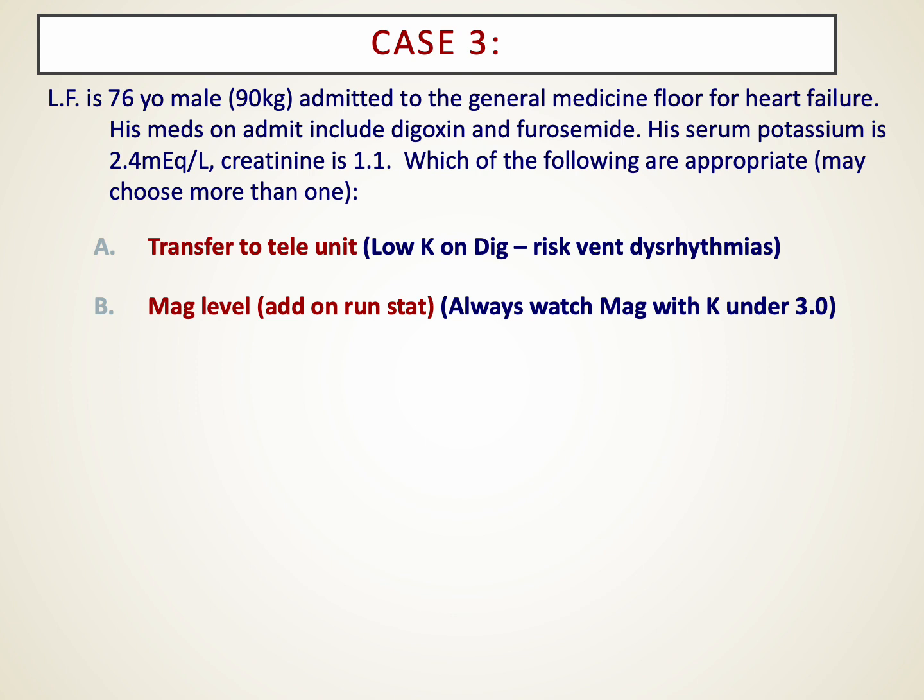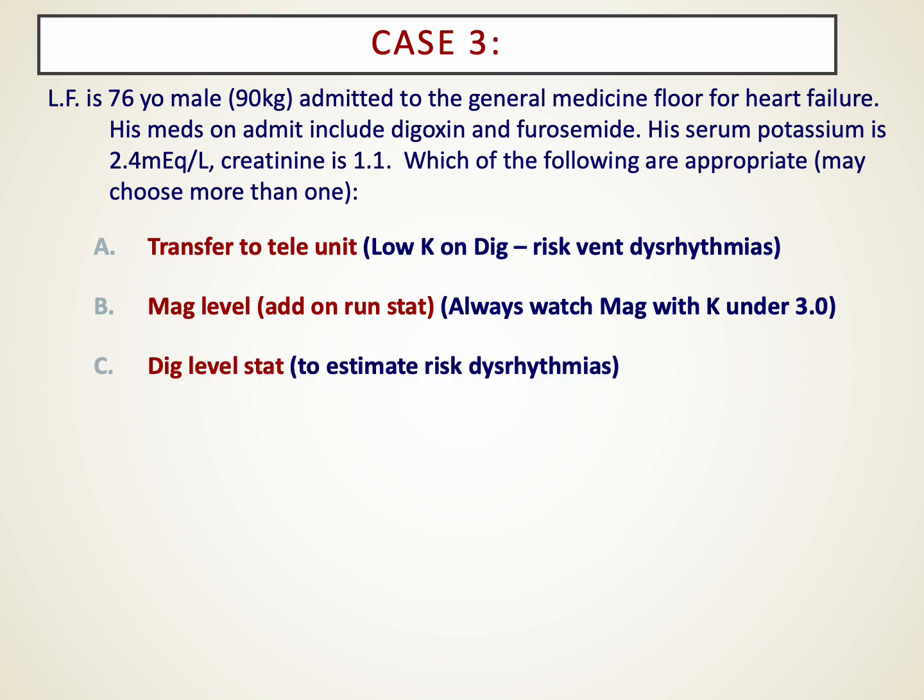Yes, we want to get an add-on mag level, and we always get a mag level when the potassium is below 3. You could have the lab draw it, but if the lab already has a sample from that potassium that you're responding to, you can call down to the lab or order what's called an add-on level, and they've already got the sample. You don't waste time having somebody run up to the floor, draw the sample, and run down to the lab. They can just run that test on the sample they've already got, and that saves time, and time is everything, because you may have to replace magnesium as well. We'll talk about that in a minute.